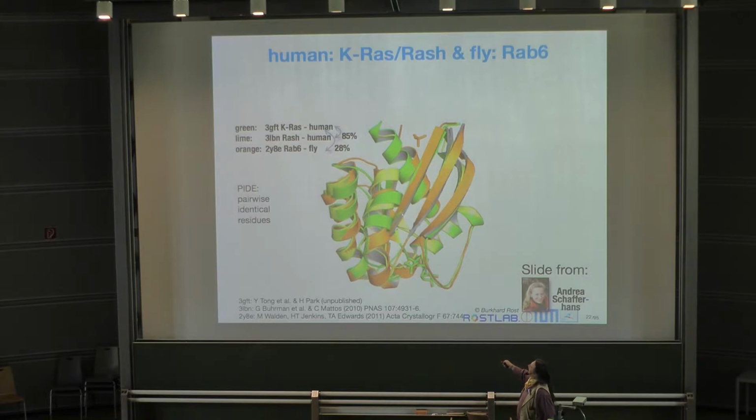And still, I'm now confused about the coloring. I believe before we started with the two green ones, and the RAB6 now is the orange structure in this here.